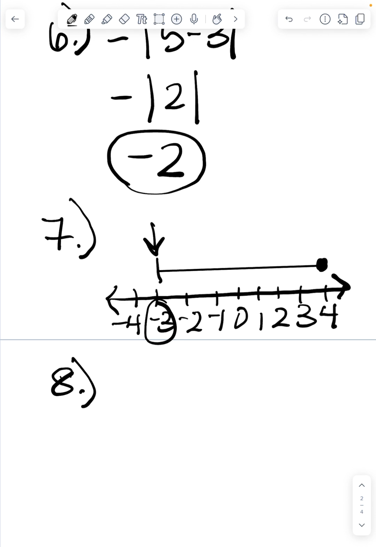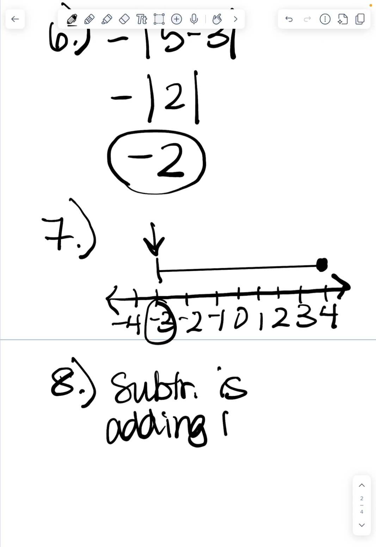Number 8. Define subtraction using words and then using symbols. So subtraction is adding the opposite.